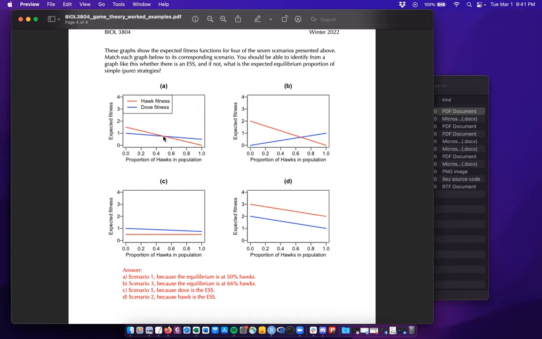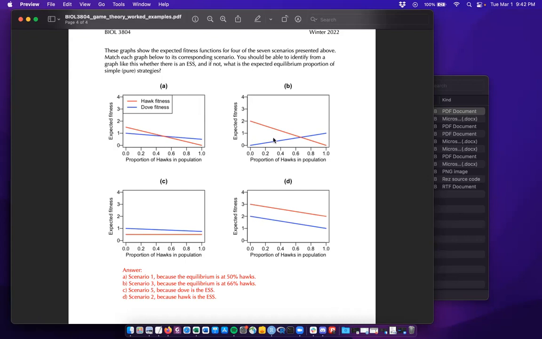Is that right? Well, there's a difference between the proportion of the two strategies being 50-50 and the two strategies having equal fitness. In this scenario, equal fitness happens to happen at 50-50. And in B, equal fitness happens when there's 66% hawks and 34% dove. Okay, cool. Thank you.